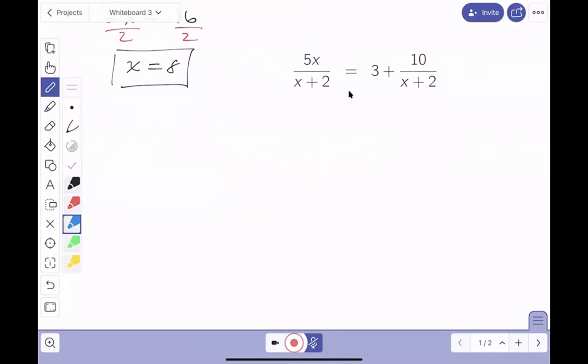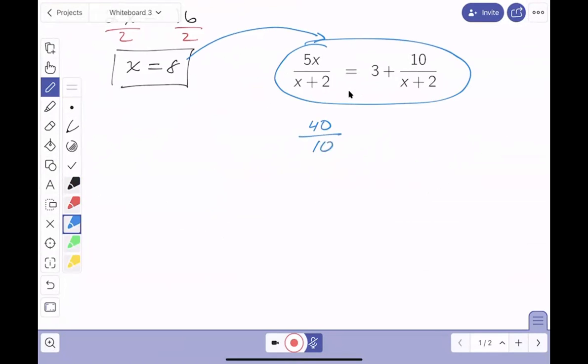How do you do that? You take this thing here, you plug it into the original. This is the original. Let's see what we get. What's 5 times 8? 40. What do you get on bottom? 8 plus 2, which is 10. On the right side, you get 3 plus 10. What's 8 plus 2? 10.